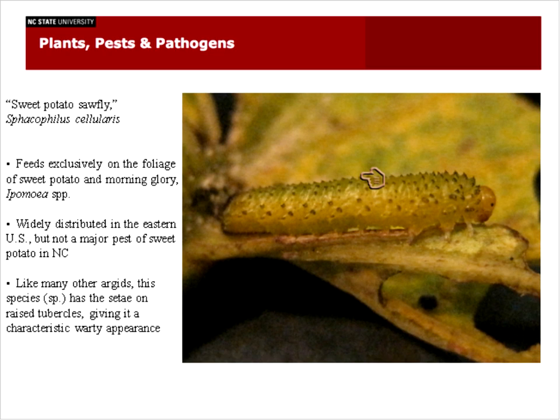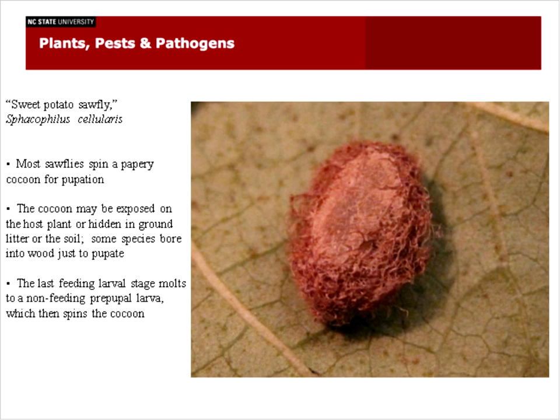But one of the features of Argid sawflies is that they frequently have their setae on their body on these little conical warts, which gives them a distinctive appearance even to the naked eye. The sawfly, when they're mature, they spin a cocoon. Usually it's a somewhat papery cocoon. This one looks a little fuzzy on the outside.